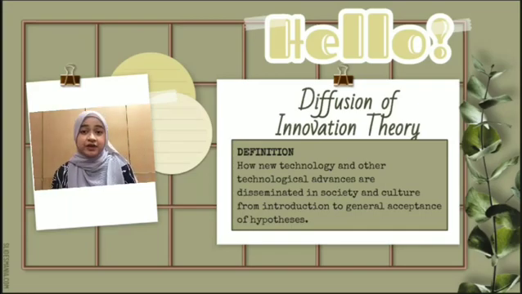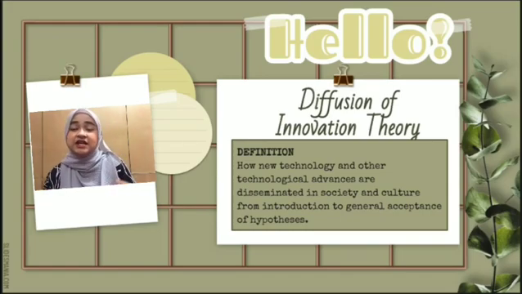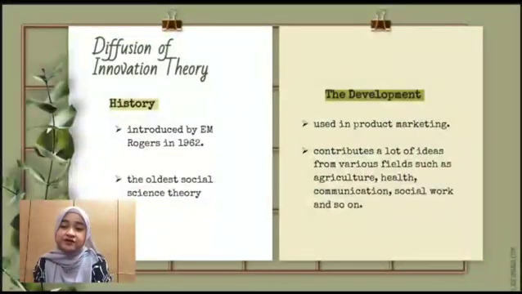Diffusion of innovation theory: how new technology and other technological advances are disseminated in society and culture, from introduction to general acceptance, is the definition of the diffusion of innovation theory. The theory was introduced by E.M. Rogers in 1962 and is the oldest social science theory.